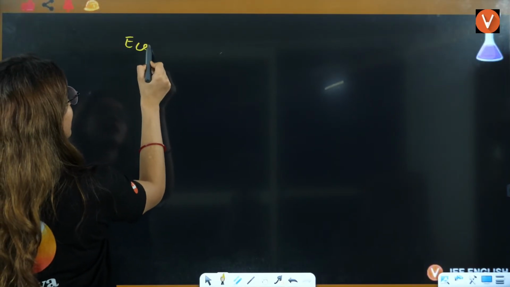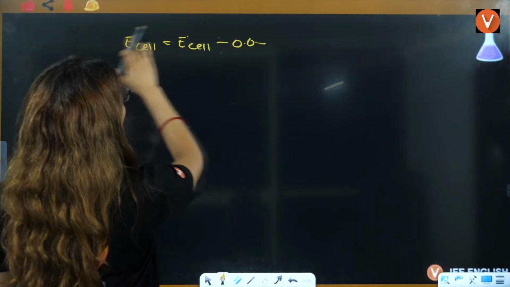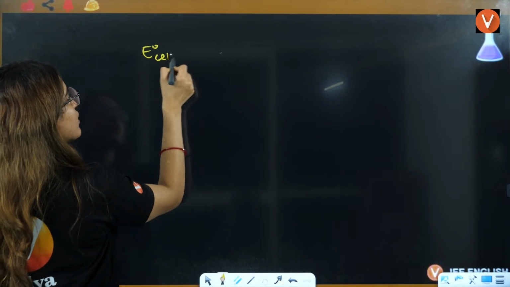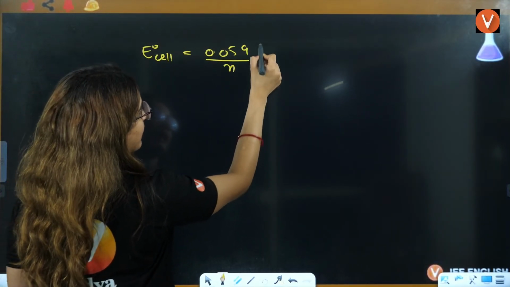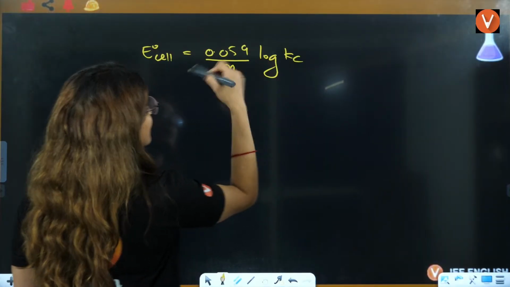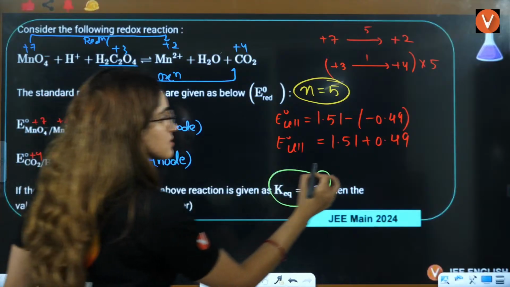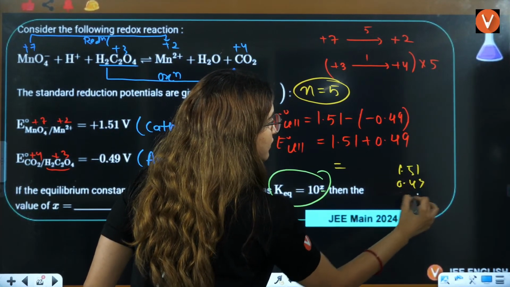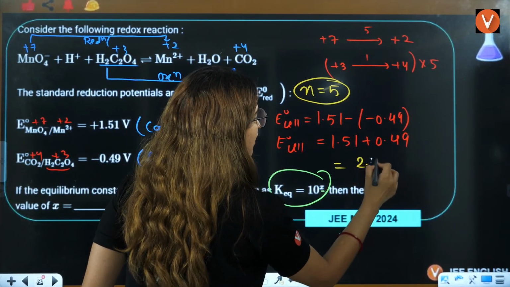Just put it in the formula. E cell is equal to E naught cell minus 0.059 by n log Q, and they are saying it is at equilibrium now, so it will be very simple. E naught cell is equal to 0.059 divided by n log of Kc. E naught cell we have calculated here: 1.51 minus 0.49, this is 1.02, so the answer will be 1.02.